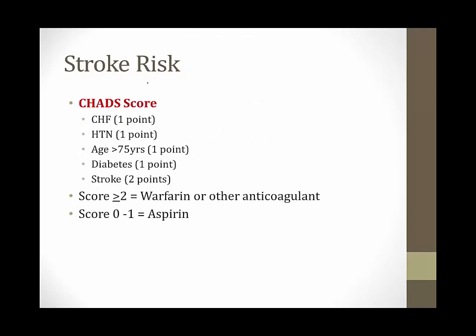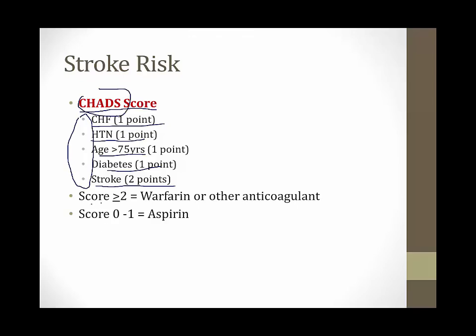There are a couple of methods that are used to estimate the risk of stroke among patients with atrial fibrillation. One of them is called the CHAD score. This is a scoring system that gives patients points based on their age and past medical history. So if they have a history of congestive heart failure, they get a point. A history of hypertension is a point. Age over 75 is a point. Diabetes is 1 point. And a history of stroke is 2 points. And the first letter of all of these risk factors is what gives it the name CHADS.